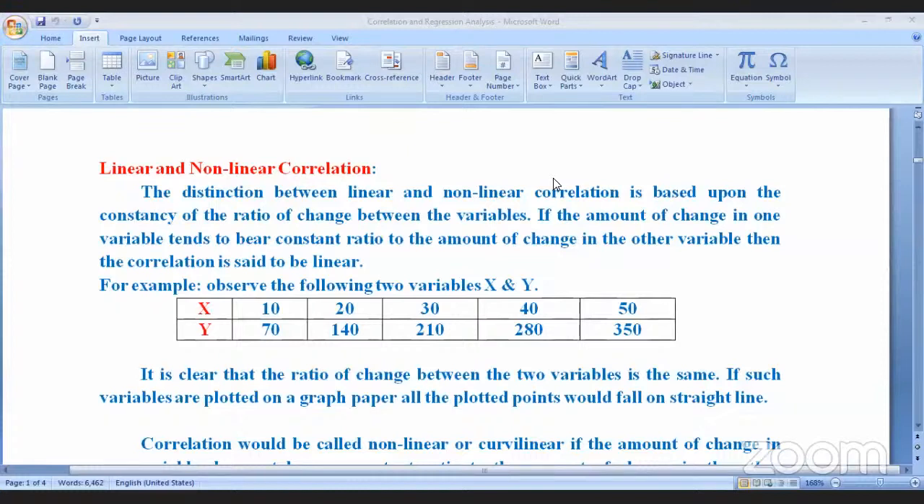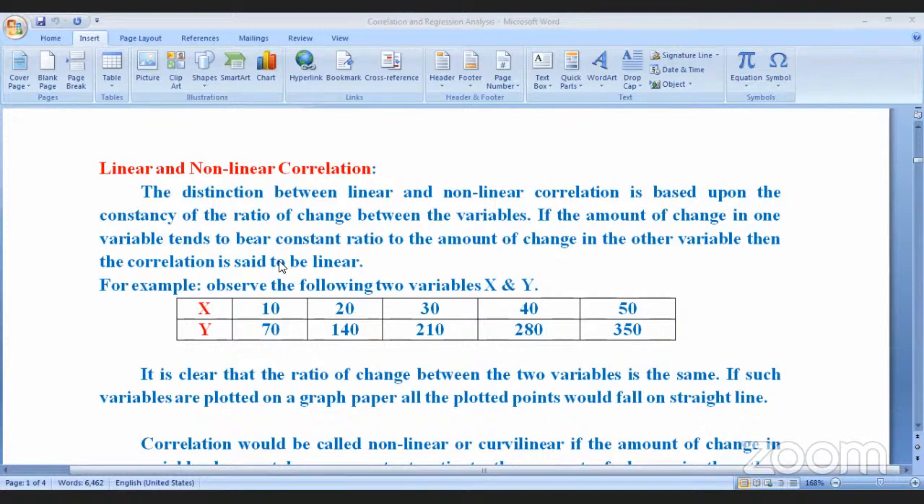Okay, just now we have seen partial, multiple, and simple correlation. So in linear and non-linear, see the difference here. The distinction between linear and non-linear correlation is based upon the consistency of the ratio of change between the variables. If the amount of change in one variable tends to bear a constant ratio to the amount of change in the other variable, the correlation is said to be linear.